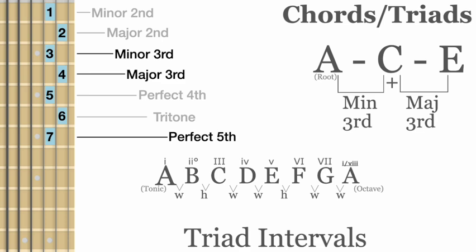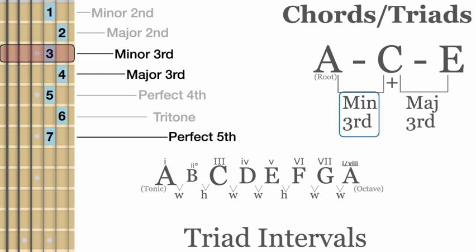First, we're going to go from our root, which is A, and then we're not worried about our second. We are definitely worried about our third. And we see that from A to C, we have a whole step followed by a half step, which is 3 frets. So looking back at our fretboard, when we move up 3 frets, we get a minor third. And that's exactly what we have over on our chord.